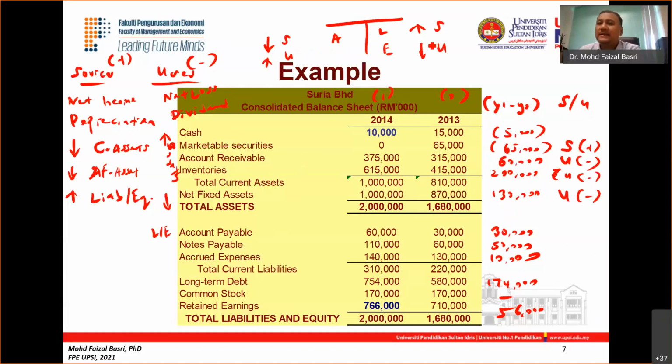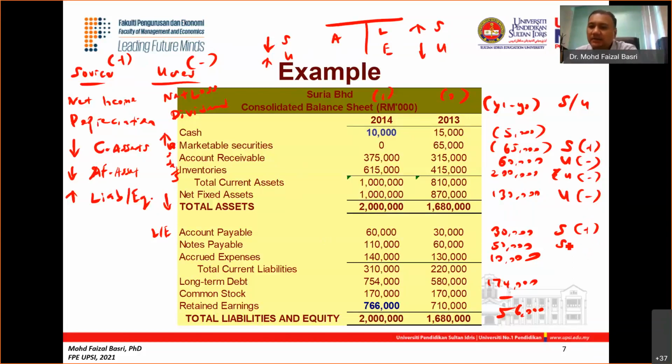Now we move on to the right hand side, the liabilities and also equity. Okay, liabilities and equity, they will follow exactly the sign. So meaning increase is source, decrease is uses. So for accounts payable, it's 30,000. It's an increase. Okay, increase meaning this would be source. So meaning you add it.